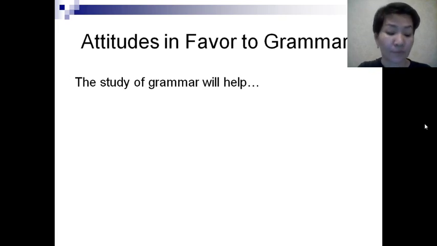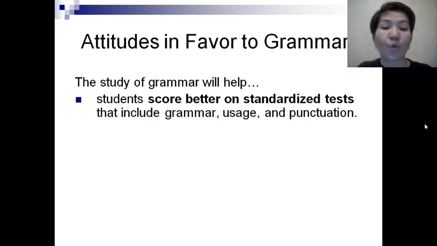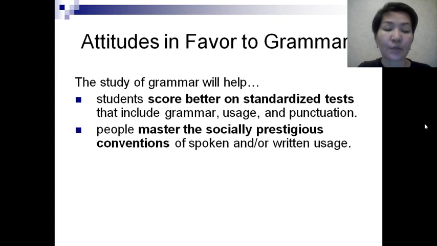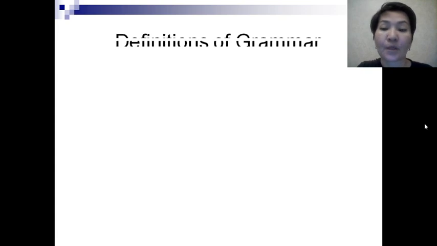So grammar will help students score better on standardized tests that include grammar, usage, and punctuation. Next, people master the socially prestigious conventions of spoken and written usage. And the last one, people become better users of the language.